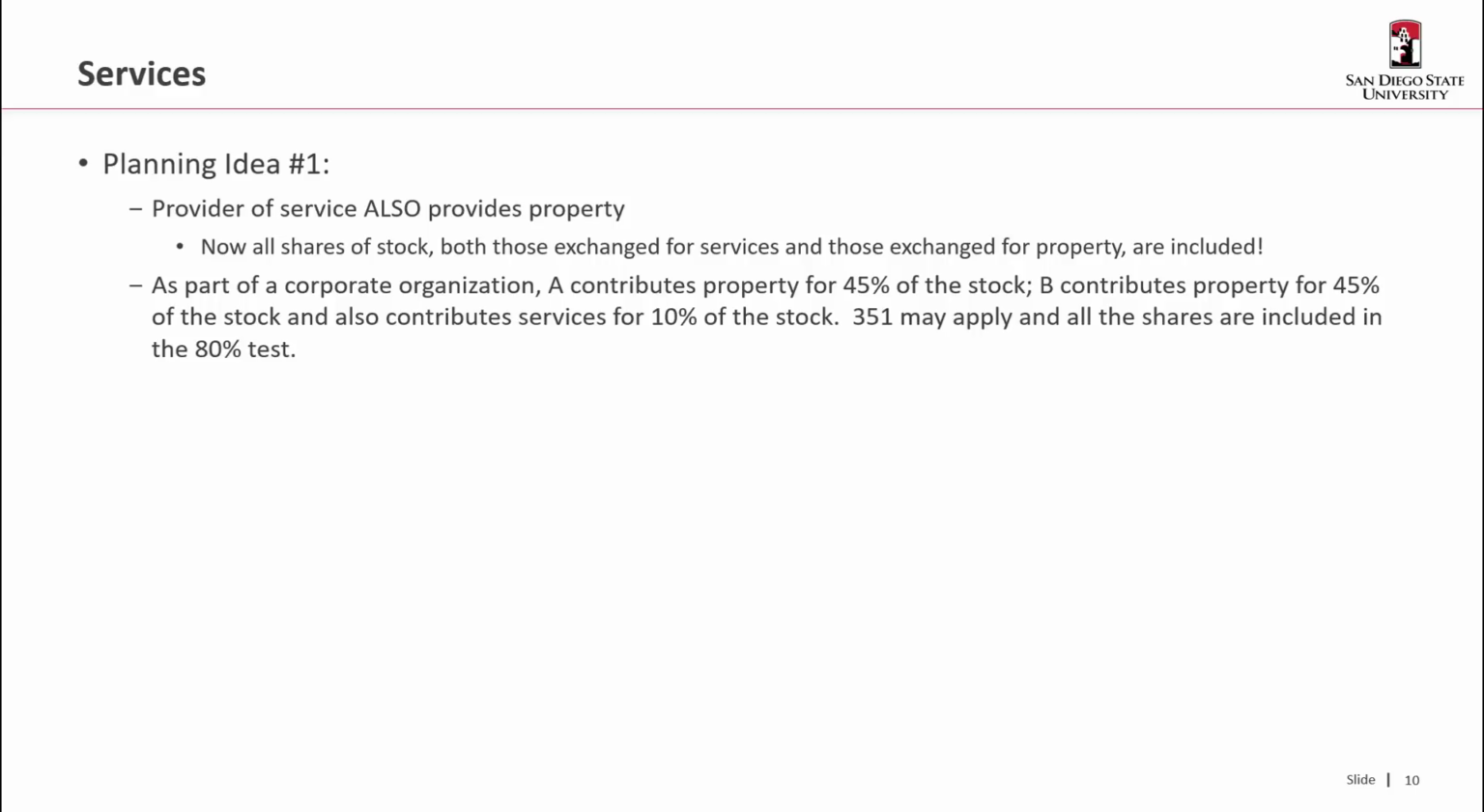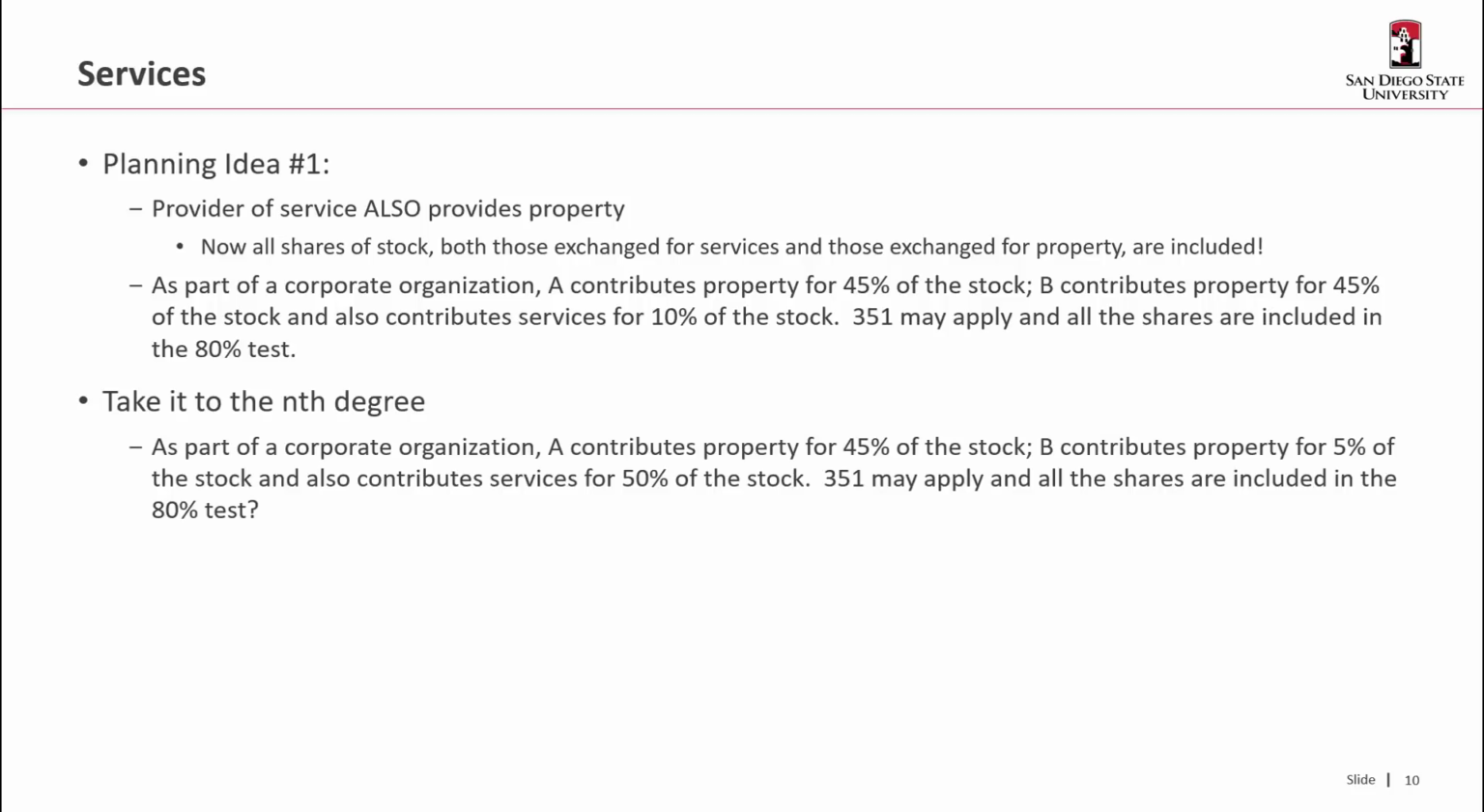So maybe what we can do is have E contribute property along with the services. So if shares of stock, both those exchanged for services and those exchanged for property, are both included, as part of the corporate organization, A contributes property for 45% of the stock. B contributes property for 45% of the stock and also contributes services for 10% of the stock. 351 could apply and all of the shares would be included in the 80% test.